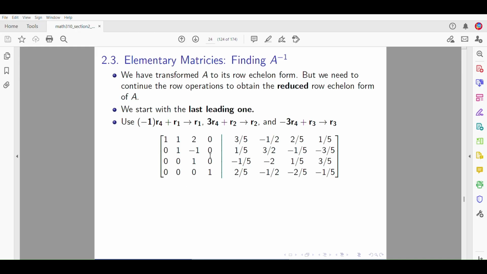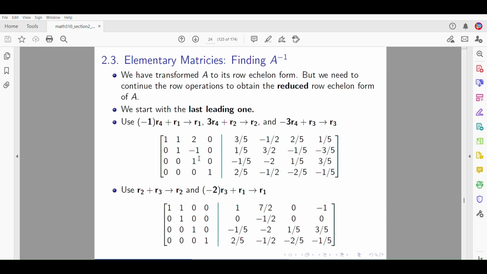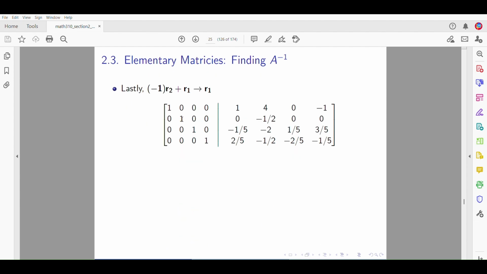Now you want zeros here. Row 3 plus row 2. Negative 2 times row 3 plus row 1. So I got zeros here and a lot of changes here. Again, check my work. All we are doing is the row operation. Lastly, I want a 0 here. I get 0 there and some numbers here. I got the identity matrix. That's good.